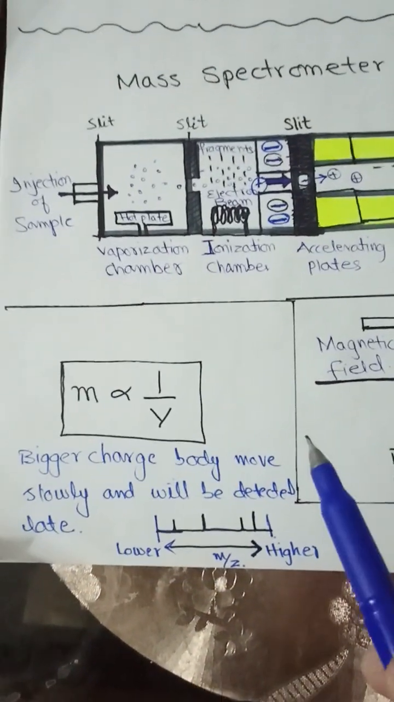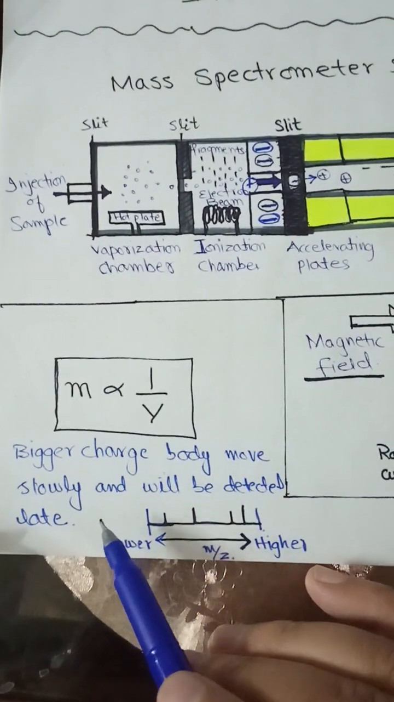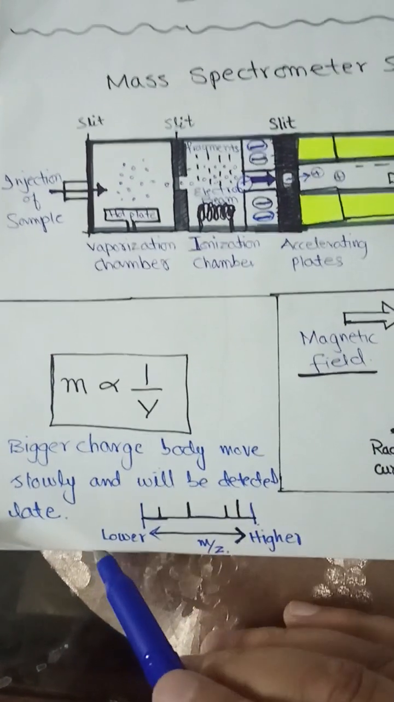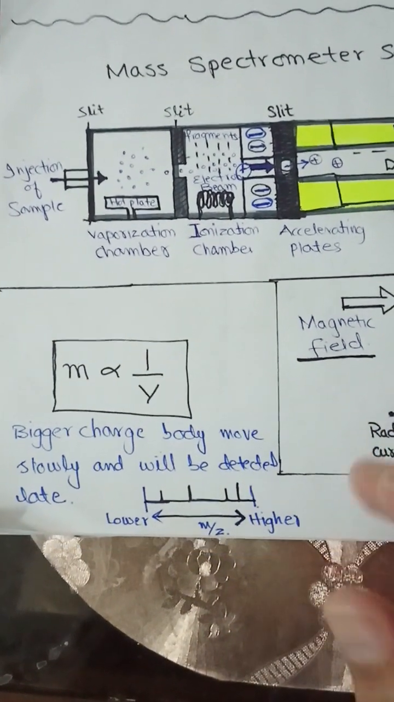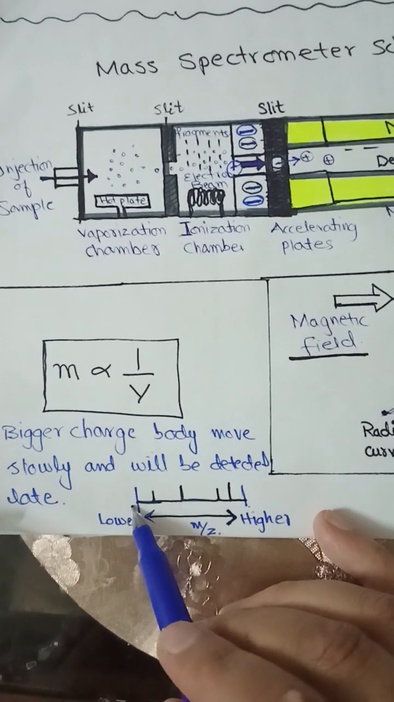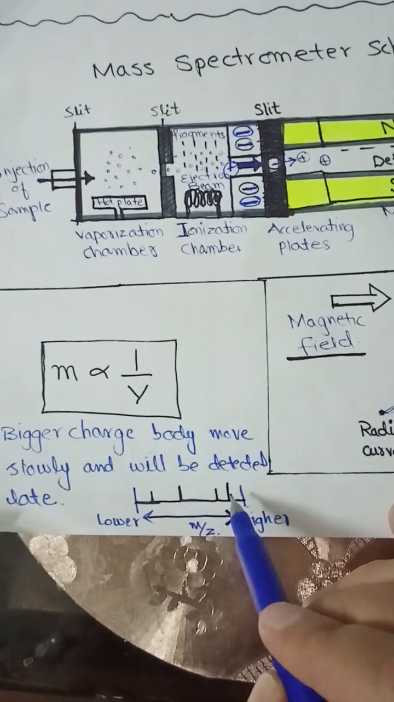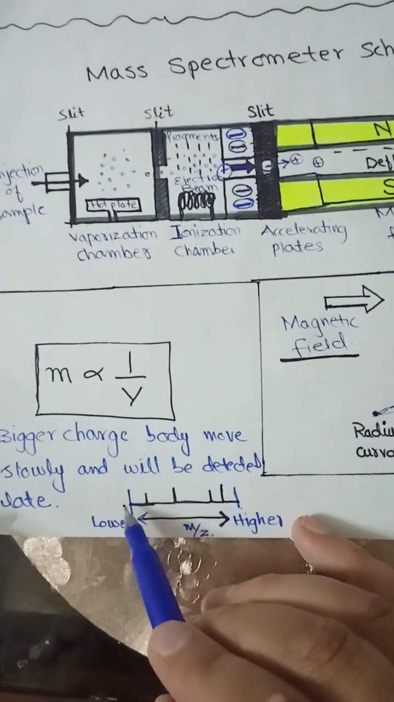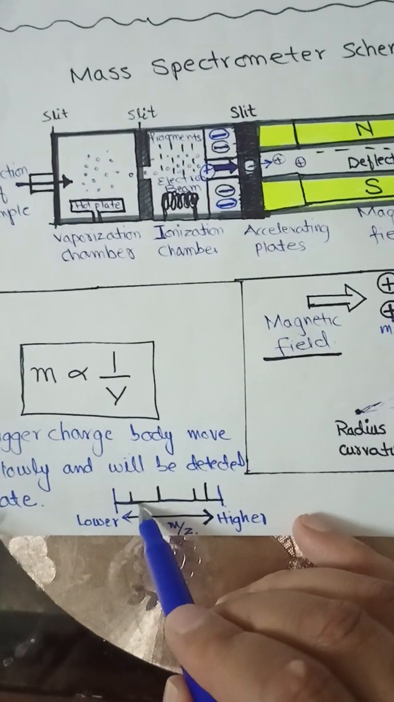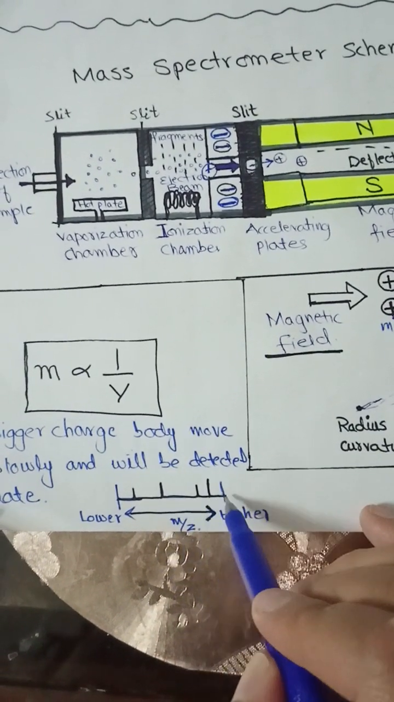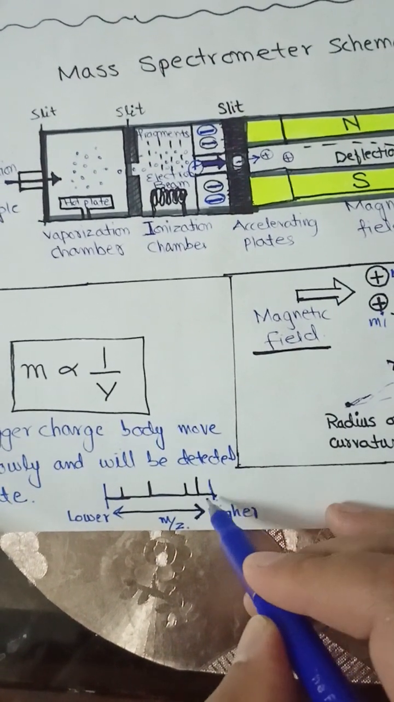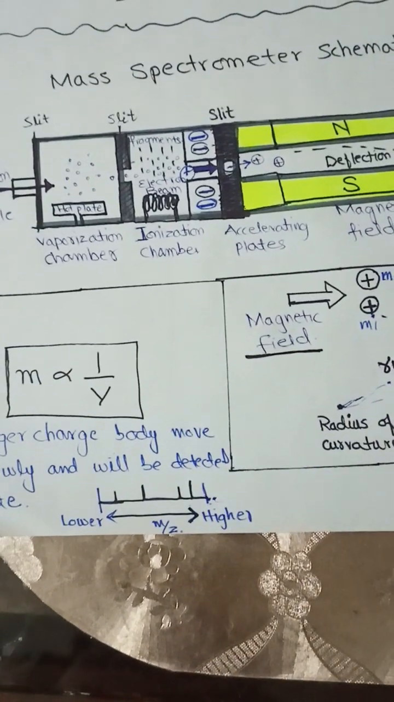If we look at the velocity, the bigger, heavier body will move slowly and will be detected late. That is the reason we have lower molecular weight ions present before the higher molecular weight ions. So lower molecular weight ions will be detected first and then higher molecular weight ions will be detected, which are present on the right side of the spectrum.